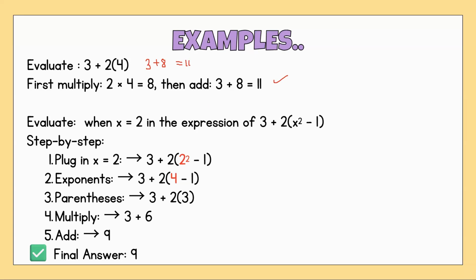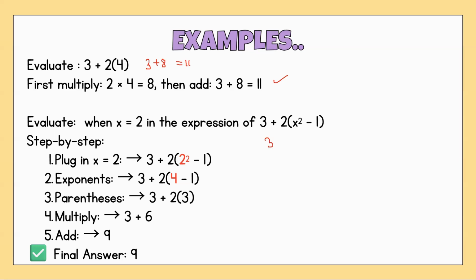This is just a very easy question. So the next one is very hard. Not very hard, but just tricky. Evaluate when x is equal to 2 in the expression of 3 plus 2 brackets x square minus 1. So let's see what we have known here. x is equal to 2. Let's do it step by step, shall we?